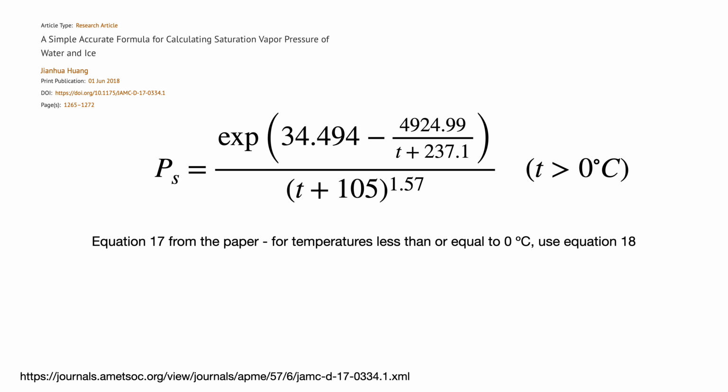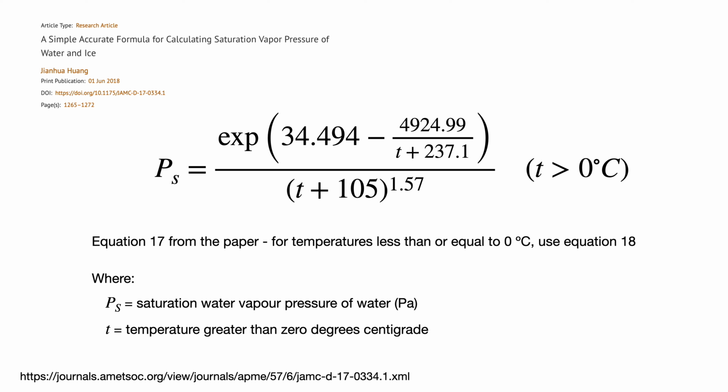But anyway, in this equation we've got the saturation water vapor pressure and the temperature, which has to be above 0 for this equation to work. If we know the temperature, we can easily calculate the saturation water vapor pressure for that particular temperature. So let's have a look at a worked example.